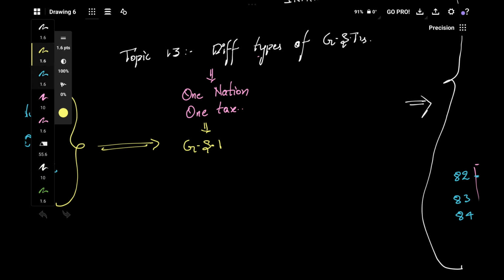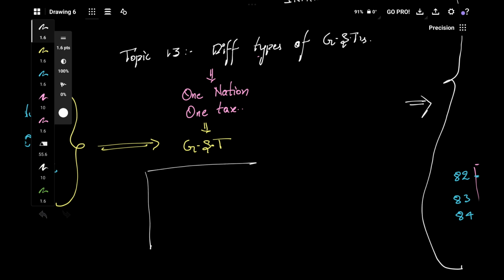But is it really one nation and one tax for the whole nation? Is it really only one tax in case of GST? The answer is no, a big no. Why? Because in GST also there are different types of taxes. So what are those different types of taxes?